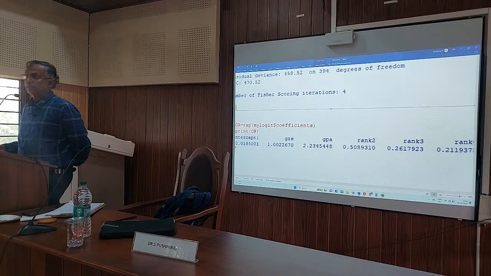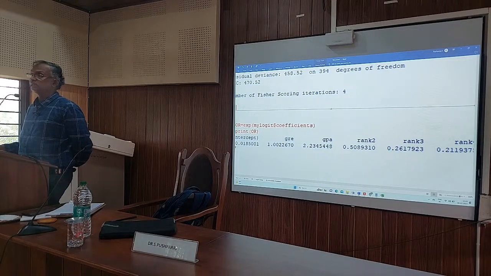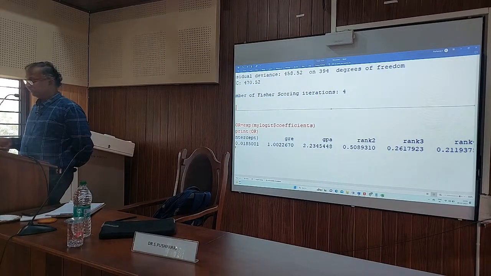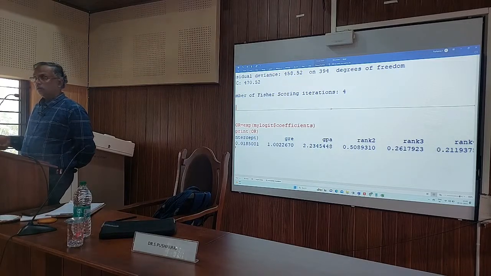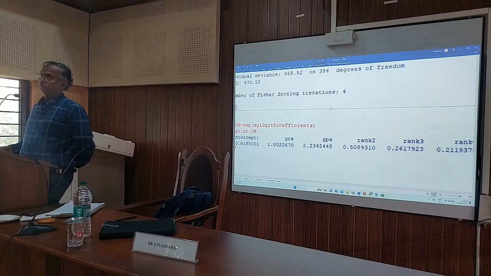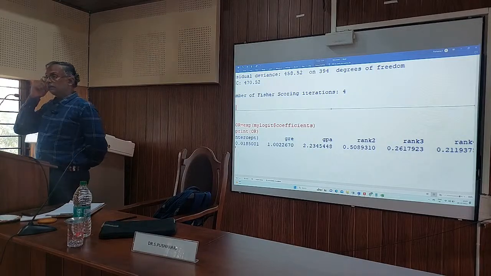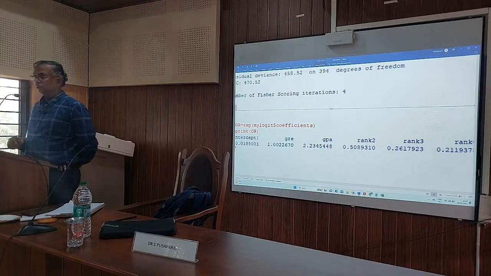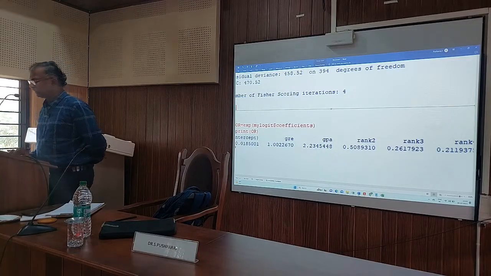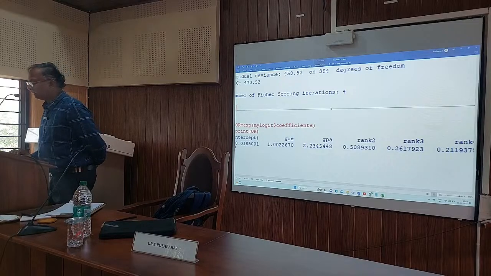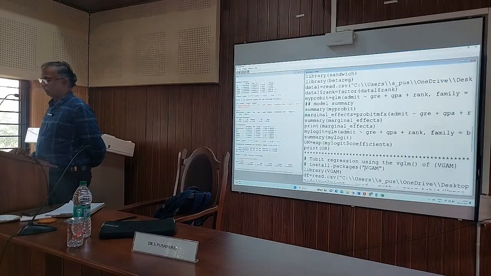Third category people, the odds of winning is 0.26. Fourth category people, the odds of winning is 1/5. Half, 1/4, 1/5. Like that you can interpret. So odds can be interpreted intuitively as we interpret our marginal probabilities. So this is how these values could be estimated with R.